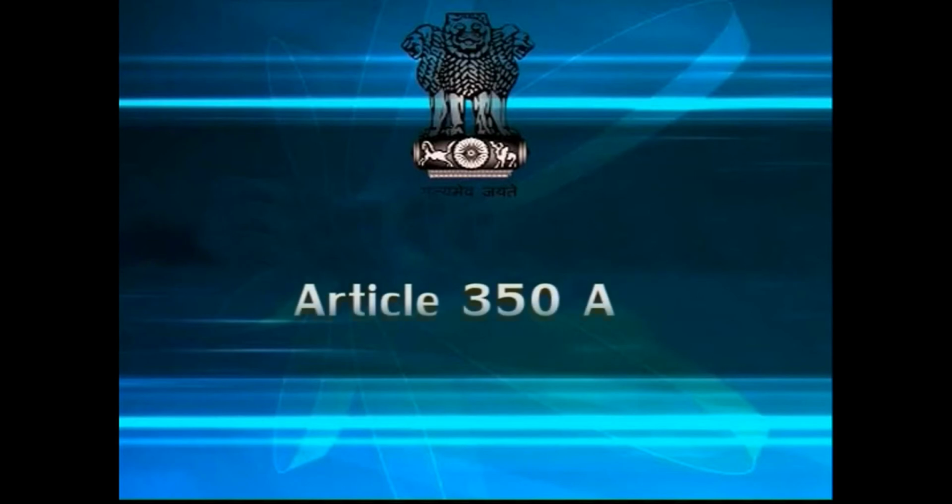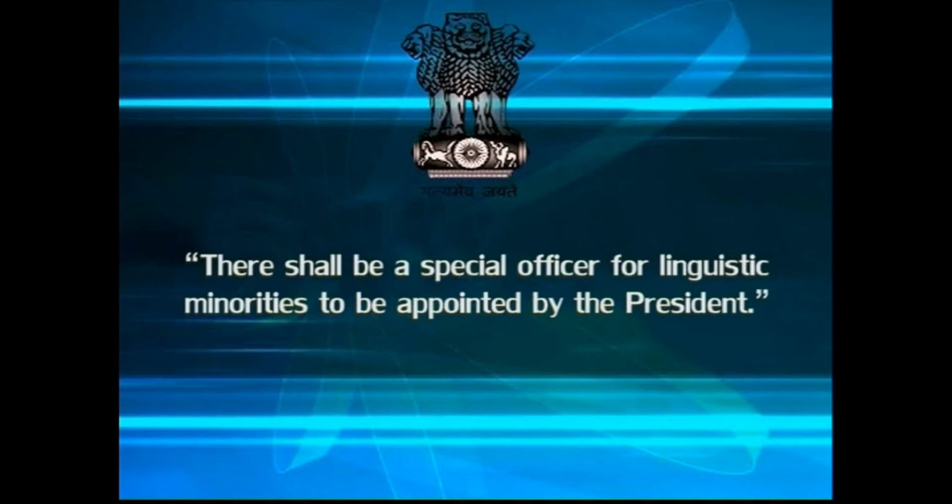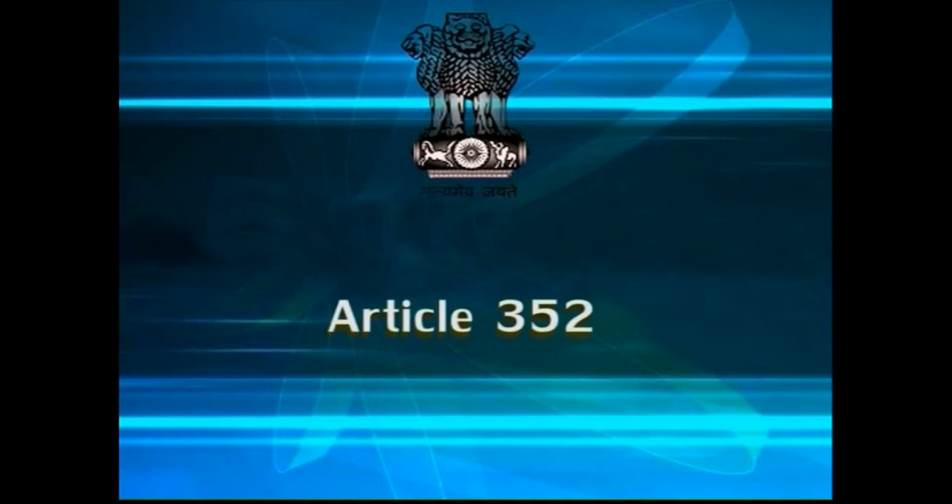Here, after the reorganization of the states in 1956, Article 350A and 350B were included into the Constitution. Article 350B Clause 1 states, "There shall be a special officer for linguistic minorities to be appointed by the President." Again, Article 350B Clause 2 states, "It shall be the duty of the special officer to investigate all matters relating to the safeguards provided for linguistic minorities under the Constitution and report to the President upon these matters at such intervals as the President may direct, and the President shall cause all such reports to be laid before each House of Parliament, the Lok Sabha and Rajya Sabha, and sent to the governments of the states concerned."